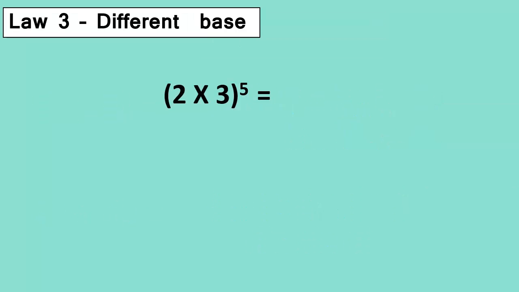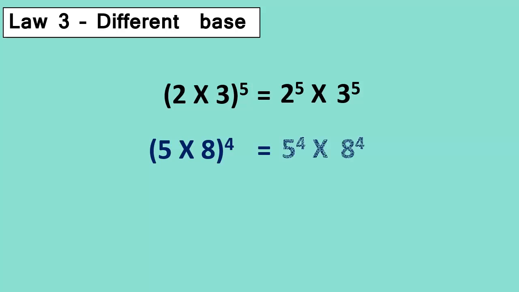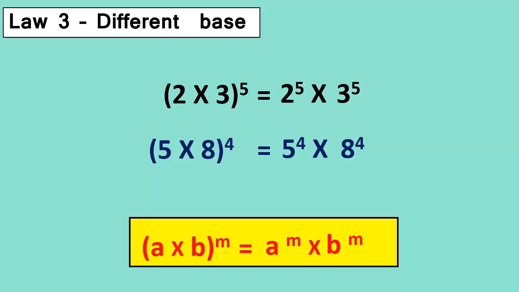Now look here, the bases are different. 2 into 3 raised to 5. So what we do? Here it is 2 raised to 5 into 3 raised to 5. Again, look here, 5 raised to 4 into 8 raised to 4. In general, if there are two bases which are different and they are multiplied having the same power, then the power goes to each of these numbers. So a into b raised to m is equal to a raised to m into b raised to m.